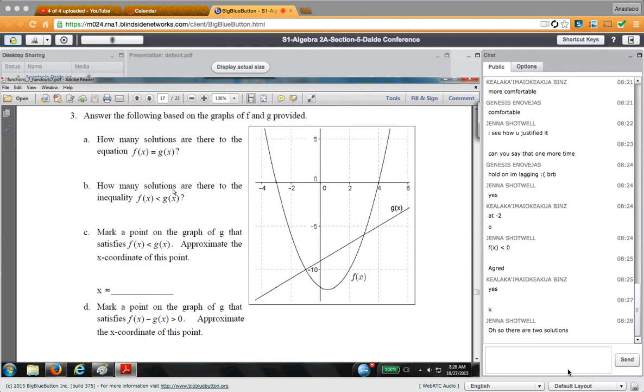But then my next question is, how many solutions are there to the inequality f of x is smaller than g of x? Well, I could have x equals 0. At x equals 0, notice how the f of x graph dips below the g of x graph. It's smaller than the g of x graph. I could have x equals 1. I could have x equals 1/2, or a quarter, or an eighth. So how many solutions are there?